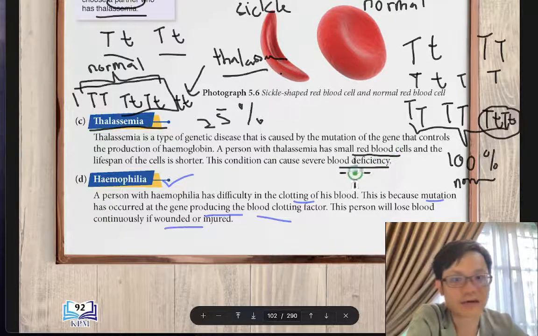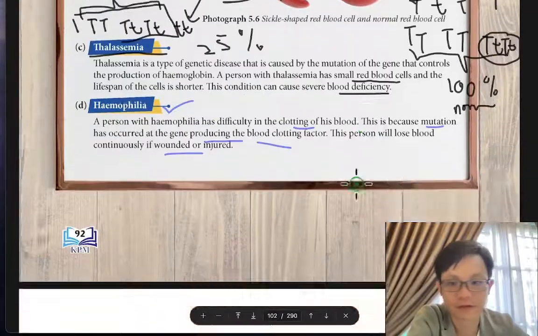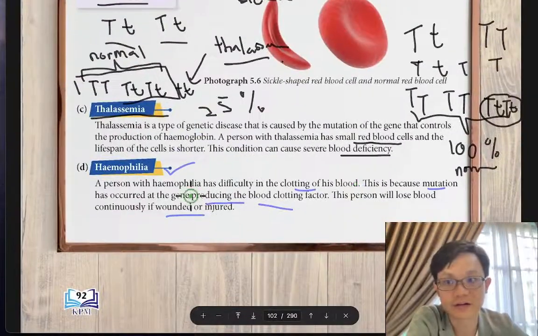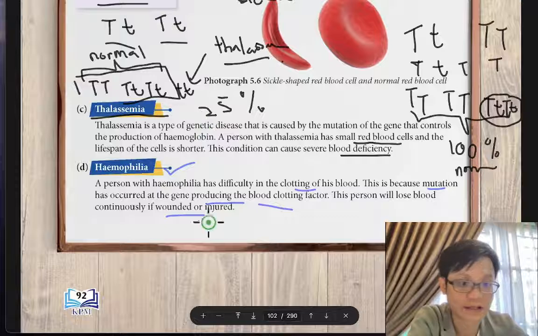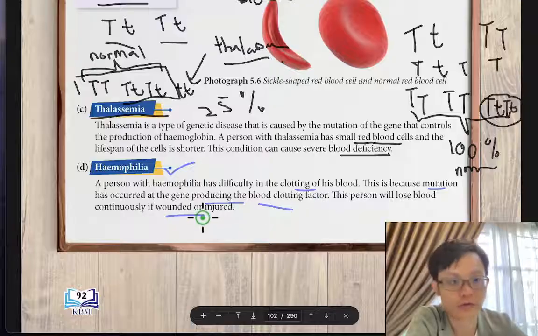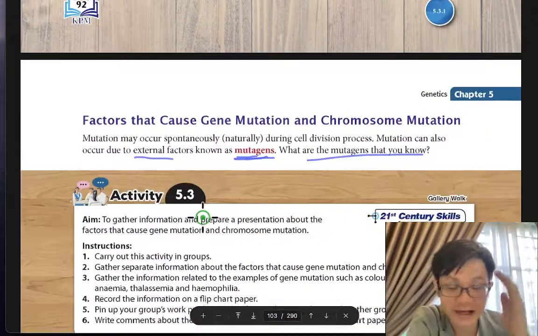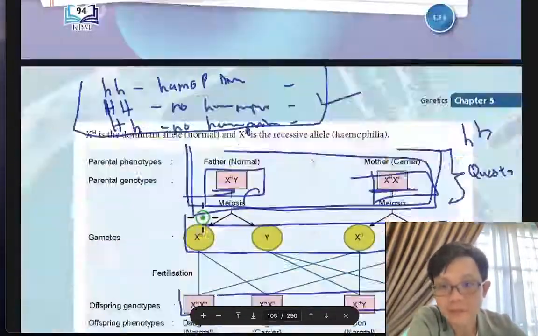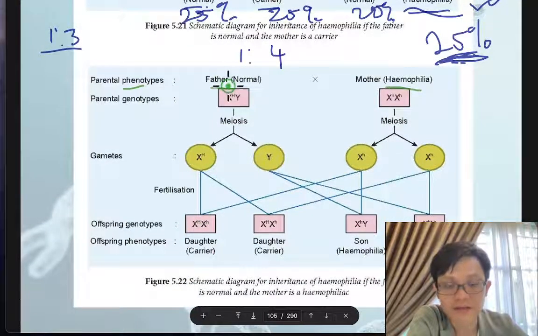So the mother is the patient of hemophilia. Thalassemia is red blood cell deficiency. So you highlight lah if you want to. So next time when I read the notes, I no need to read the whole sentence. I just read thalassemia, red blood cell deficiency. Hemophilia, produce blood clot factor, wounded, if you already understand the concept. Okay, so father is normal, mother is hemophilia, got blood issue.